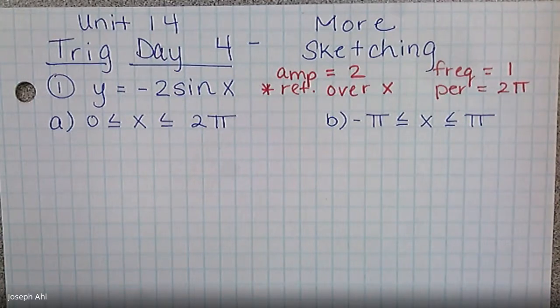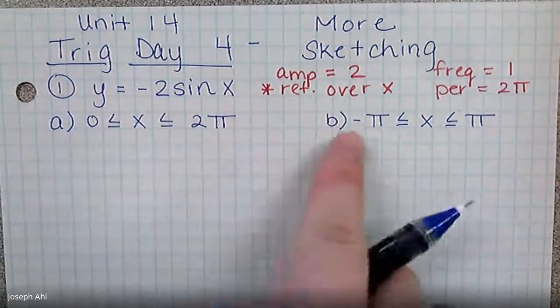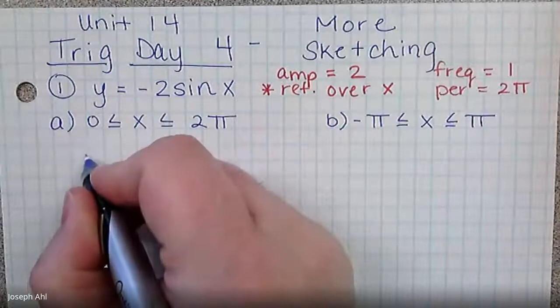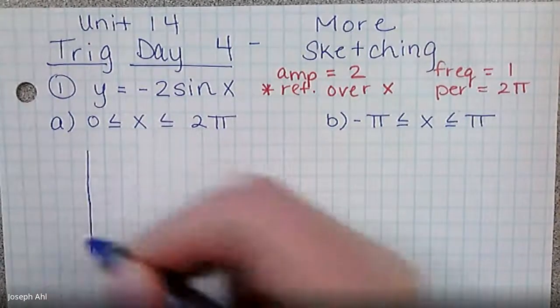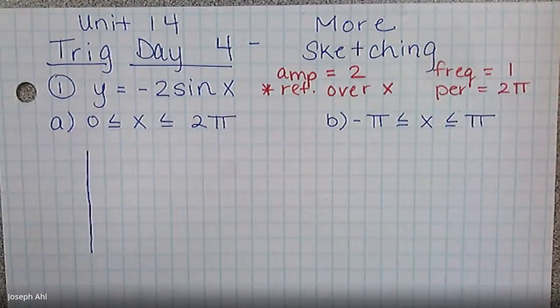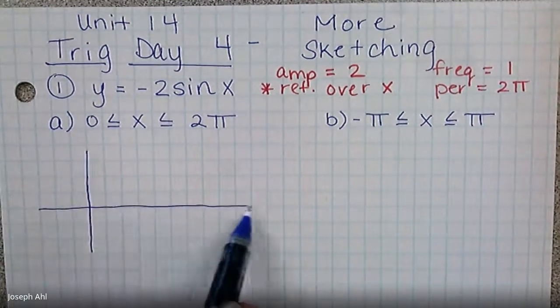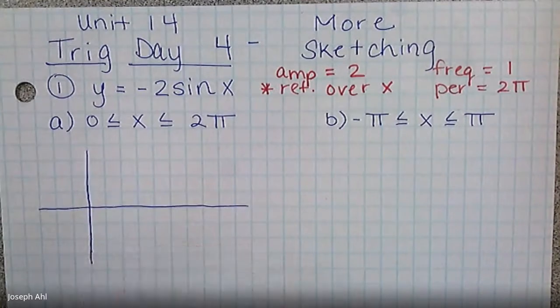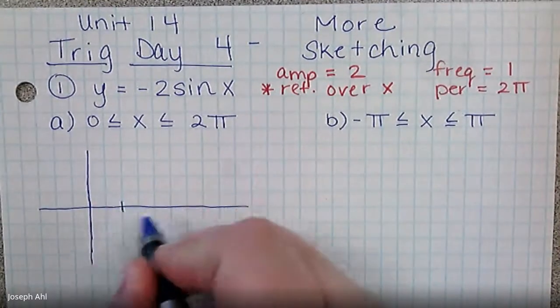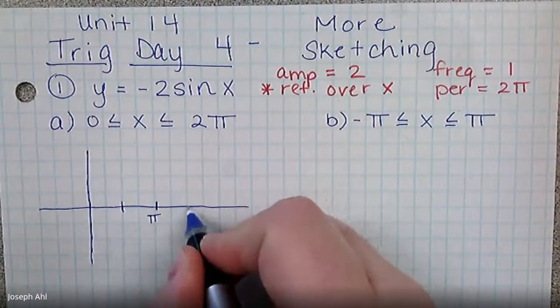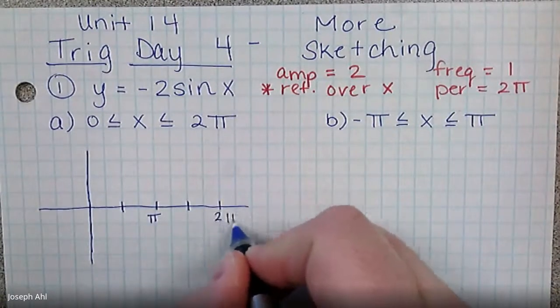So from 0 to 2 pi, since we're not going to the left of the x-axis at all, I'm going to put the y-axis pretty far on the left side of the page here. And let's draw my x-axis right there. To give myself some room, I'm going to label every two spaces as pi over 2. So if this is pi over 2, this would be pi, 3 pi over 2, and then this would be 2 pi.